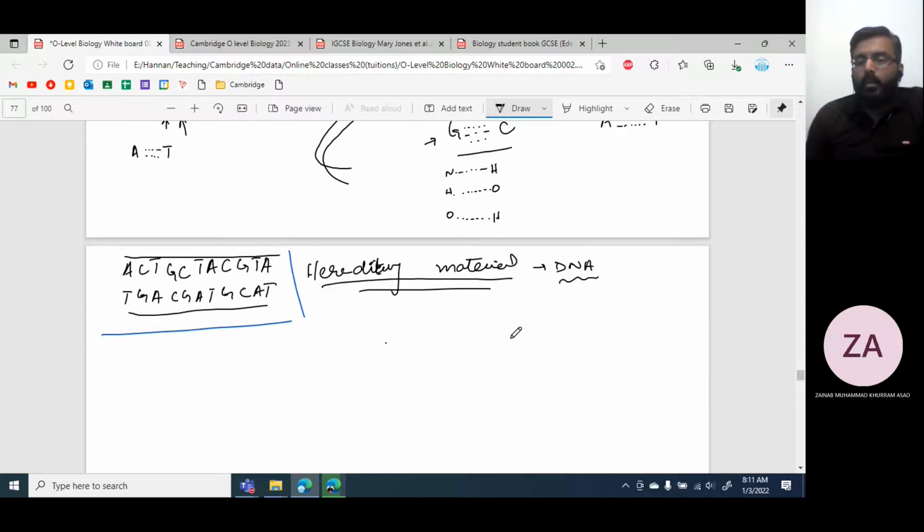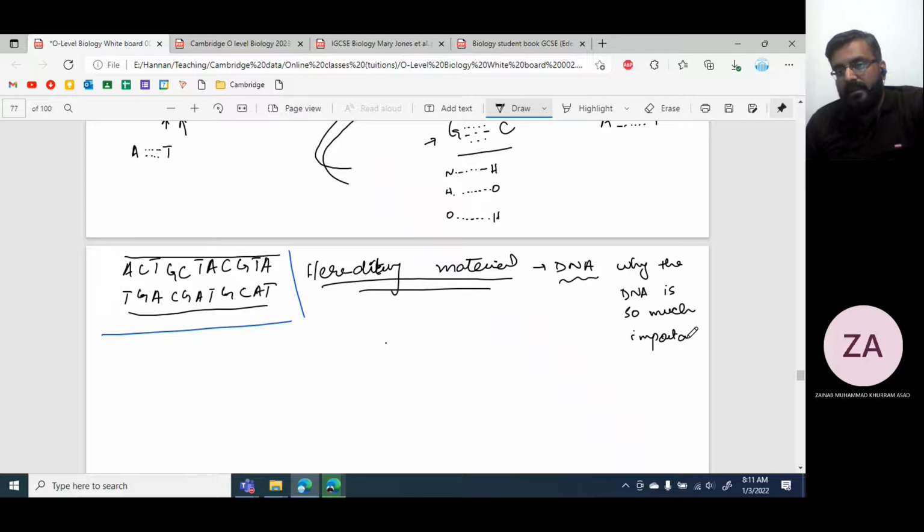But why is the DNA so important? This is another question. If this is present in our cell, and more specifically, the DNA is not only present in our cell, it is present in the most important part of our cell, that is the nucleus, so why is it so important? What is the importance of DNA? Can you share anything with me?